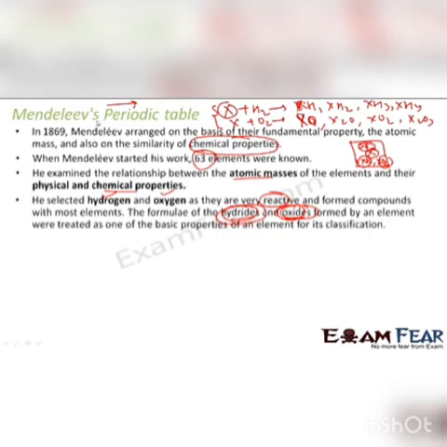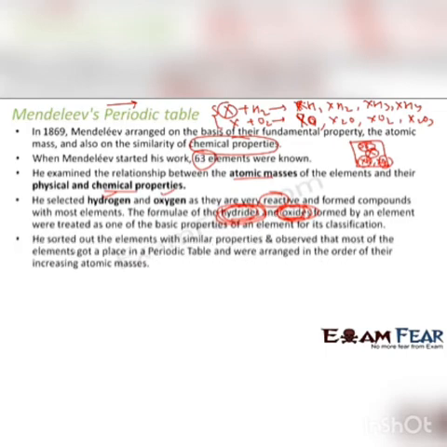In Newlands' one, his primary concern was the increasing atomic mass, and then he found that coincidentally they have repetitive chemical properties. For this guy, the critical or main thing was that elements should have the same chemical properties, that is, the kind of hydrides and oxide forms should be similar, and then the second critical thing was the atomic mass, correct? So he sorted these elements based on similar properties and observed that most of the elements got a place in the periodic table and were arranged in the order of increasing atomic mass.